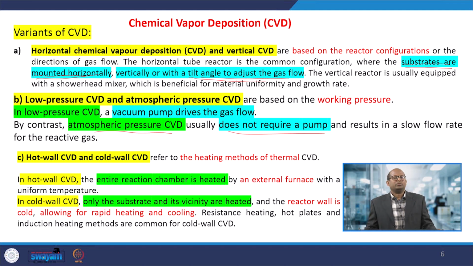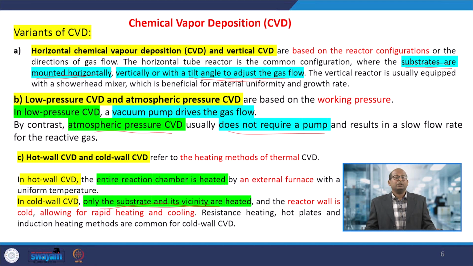Then hot wall and cold wall CVD, which I also mentioned. In hot wall CVD, the entire reaction chamber is heated by an electrical furnace, with electrical coils surrounding the external surface of the CVD reactor. In the case of cold walls, only the particular positions where the substrate is placed are heated up, and the rest of the reactor walls remain cold or at normal temperature. The advantage is that we can maintain rapid heating and cooling.